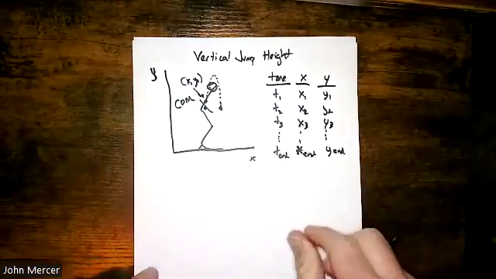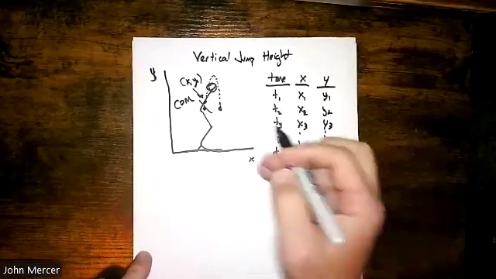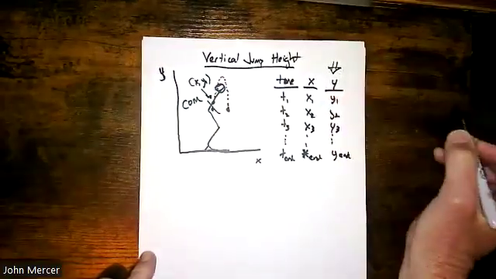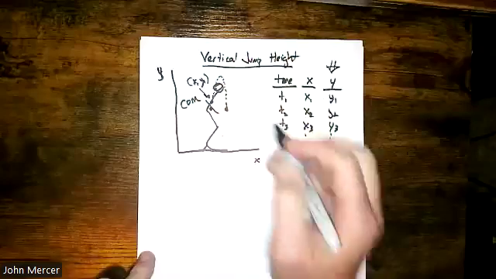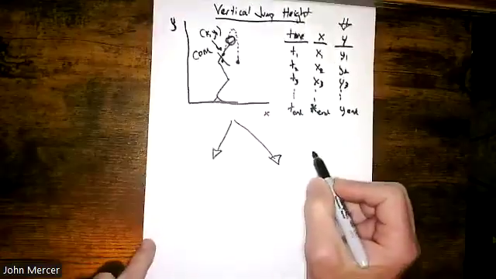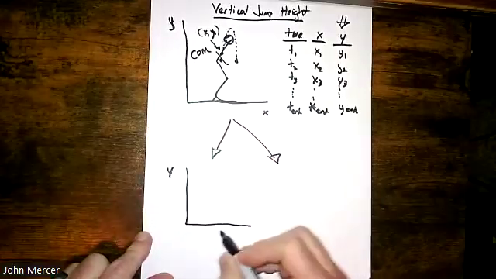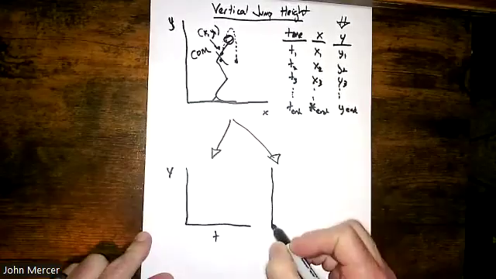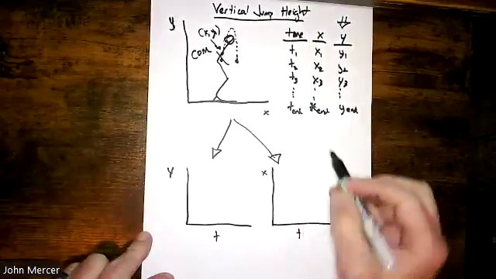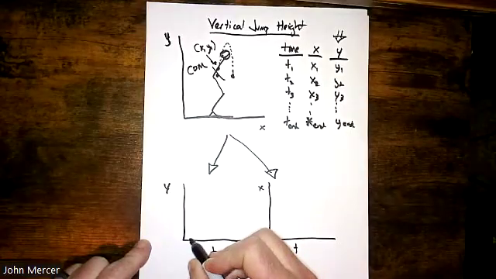Now, when I have this type of data set, often what we do is we analyze one dimension at a time. Since we're interested in the vertical jump height, I'm only really going to be interested in, right now, the vertical dimension, the Y dimension. So from this plot, I can actually create two new plots, and I'm only going to be interested in one of them. I could have Y versus time, and I could have X versus time.